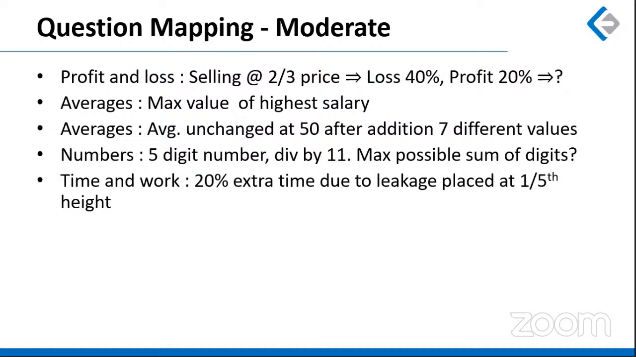A question based on time and work, where 20% extra time was required to fill up the tank due to a leakage which was placed at 1/5 of the height.